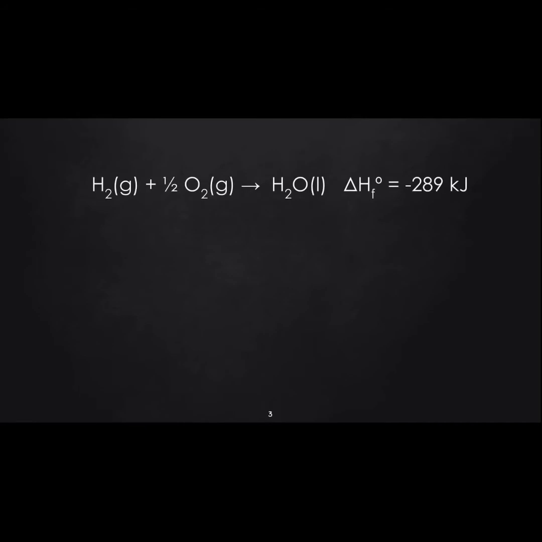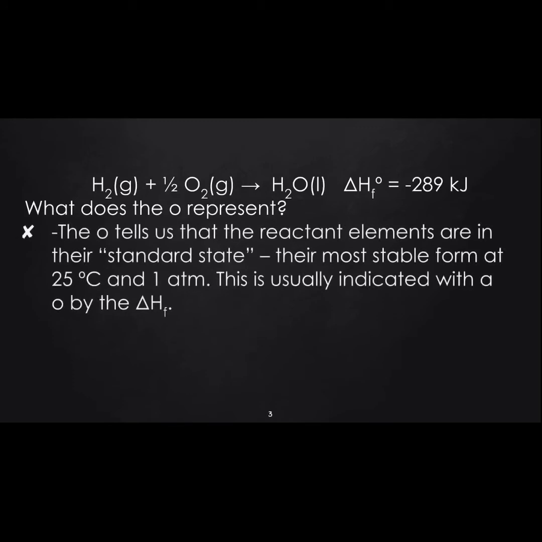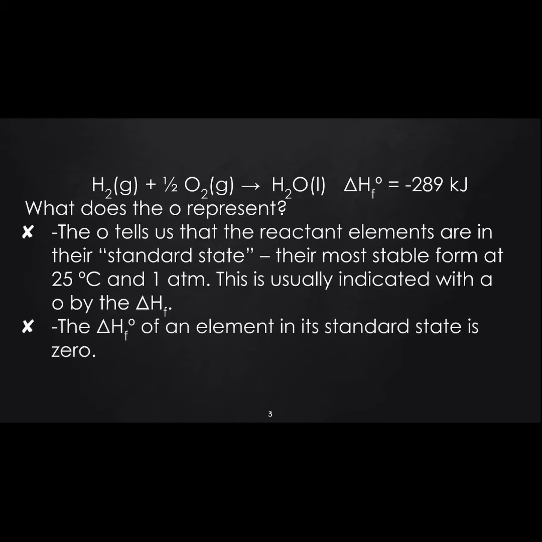Okay, so here's an equation. This is giving me the change in heat of formation as negative 289 kilojoules. So that little degree sign tells us that the reactant elements are in their standard states, their most stable form, which is at 25 degrees Celsius and 1 atm. This is usually indicated by the little degree sign after the change in enthalpy with a little f at the bottom. The change in enthalpy and heat of formation of an element in its standard state is going to be 0.